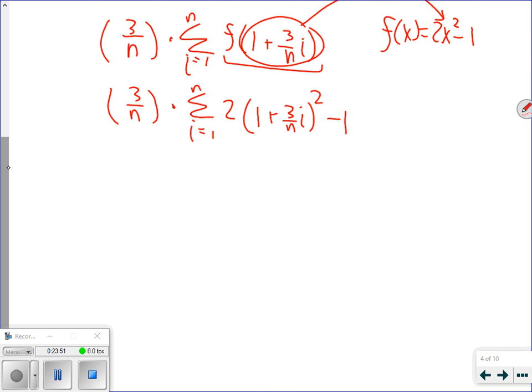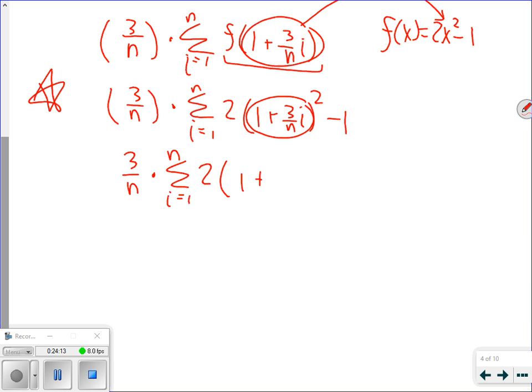And now that we get to this point, this becomes our lesson from day 1 of sigma. We're going to distribute, simplify, all that stuff. So I'll start by foiling that. So we got 3 over n multiplied by the summation, i equals 1 to n. Okay, this becomes 2 times (1 plus 6 over n i plus 9 over n squared i squared) minus 1.